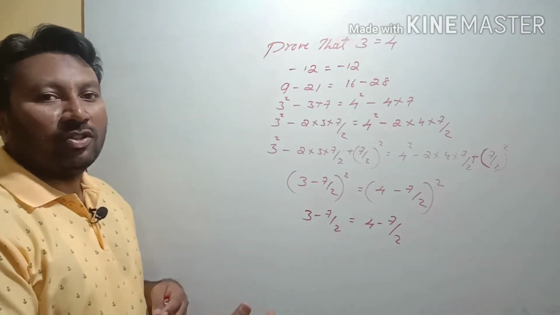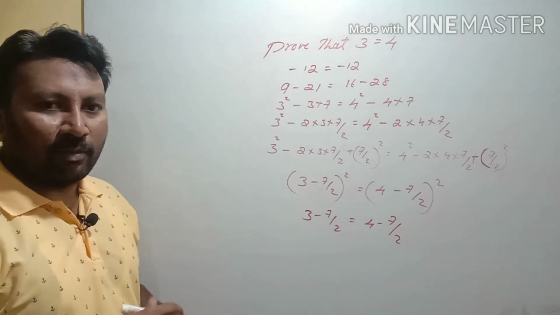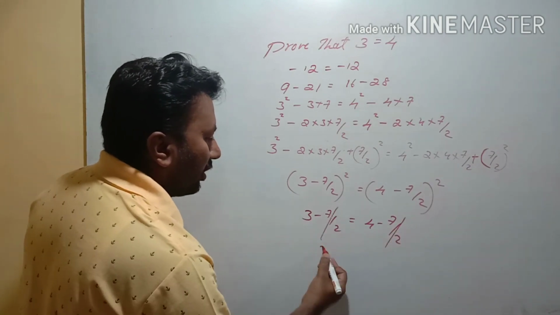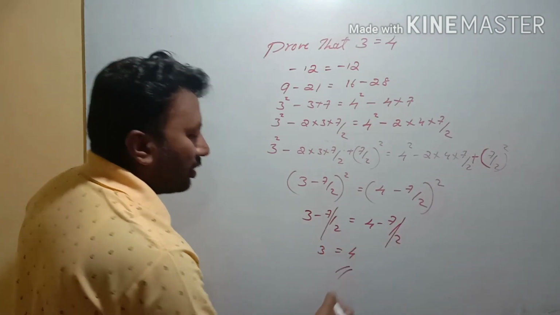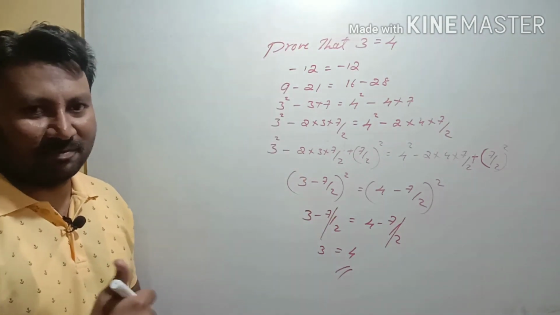Again I am using the logical statement here. If equals are taken from equals, the remainders are equal. That is minus 7 by 2 and minus 7 by 2 get cancelled. 3 is equal to 4. This is the required solution to this problem.